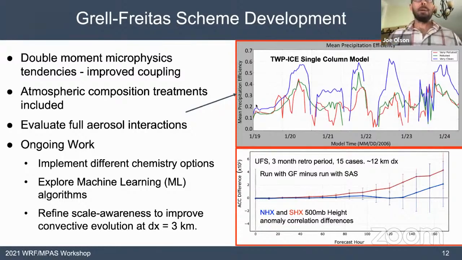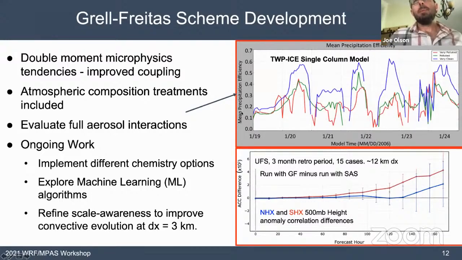So the Grell-Freitas scheme first, a lot of effort has been done on better coupling to other schemes, notably the double moment microphysics schemes, with improved estimates of number concentration tendencies, and improved coupling to atmospheric composition. There's been a lot of effort to evaluate full aerosol interactions. An example of this is on the right.